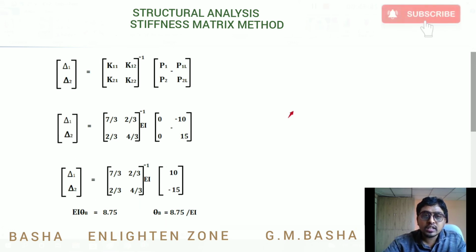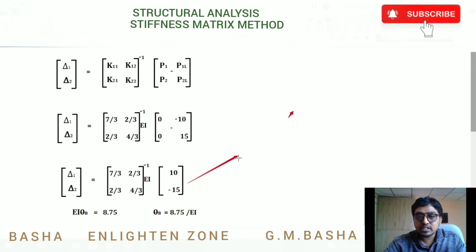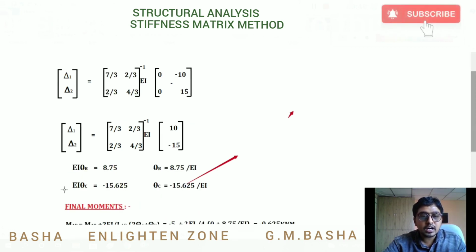If you take this value and directly simplify this term in your calculator, you will get the unknowns delta 1 and delta 2 directly. EI delta 2 will be equal to minus 15.625. EI delta 1, after simplifying this equation directly in your calculator, will be equal to 8.75.